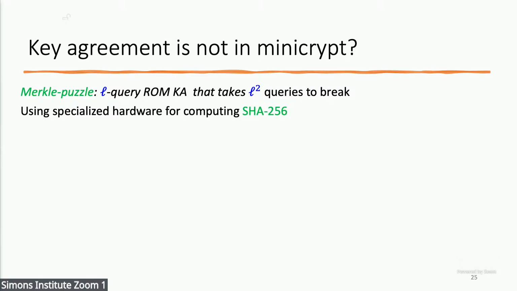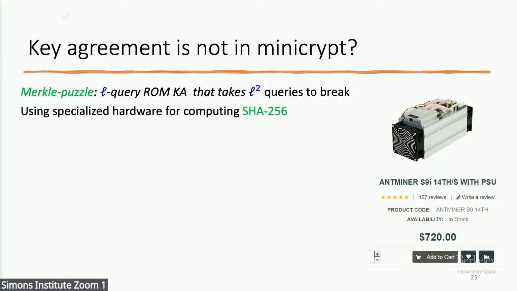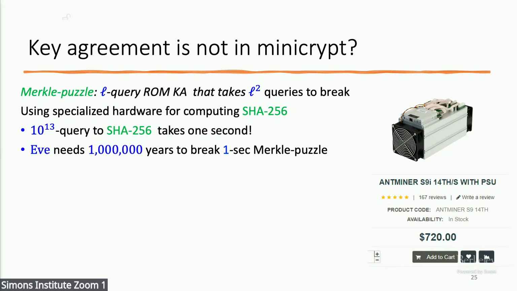So, using specialized hardware for computing SHA-256, which is the standard computation, what we believe heuristically is a random oracle. Here it is, from 2019. How many calls can you make in a second? What is your guess? On this hardware, in 1 second. It's 5 years old; now you can do more. About a trillion, right? Maybe 10 to the 13 is more than a trillion. 10 to the 13 calls. What it means is that it takes Eve, on the same hardware, 1 million years to break a 1-second Merkle puzzle. 1 million years.